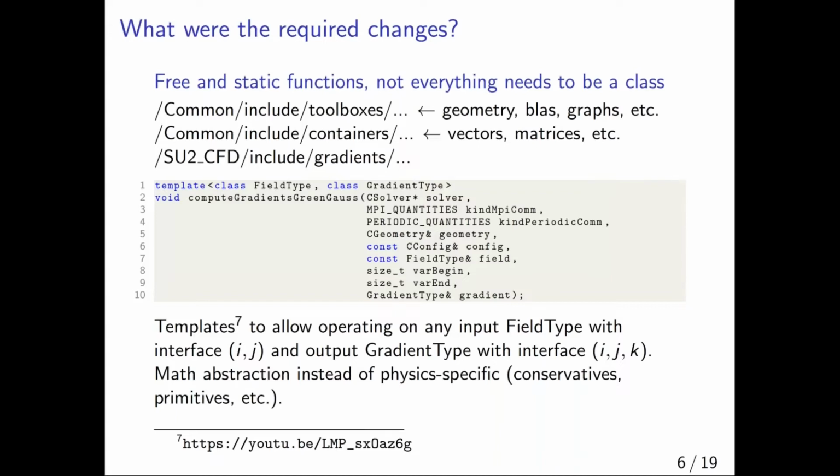And we have free functions, for example, to compute gradients or limiters that, because they operate on some kind of mathematical abstraction, they don't need to be duplicated for physics-specific things like conservative variables or primitive variables or grid velocities and so on. So this has been one of the major changes, is the widespread use of templates in SU2 to allow this kind of more abstract reuse of code.